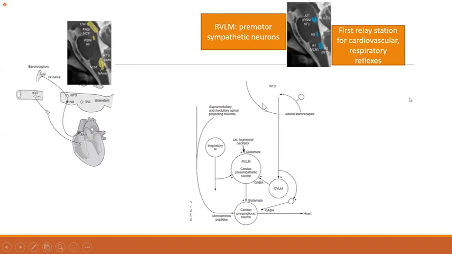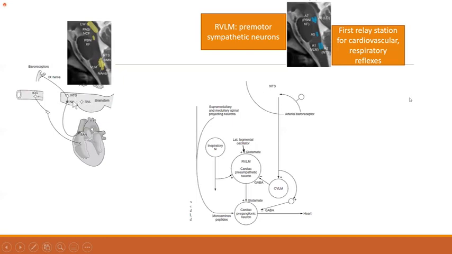Then the nucleus tractus solitarius inhibits the cardiac presympathetic neurons in the rostroventral medulla. So the rostroventral medulla, this is the ventrolateral medulla, contains presympathetic neurons. So the nucleus tractus solitarius inhibits this through the caudal medulla. Whenever there is increased arterial baroreceptor discharge, the nucleus tractus solitarius inhibits the sympathetic output, and the heart rate and blood pressure decrease, in simple words.